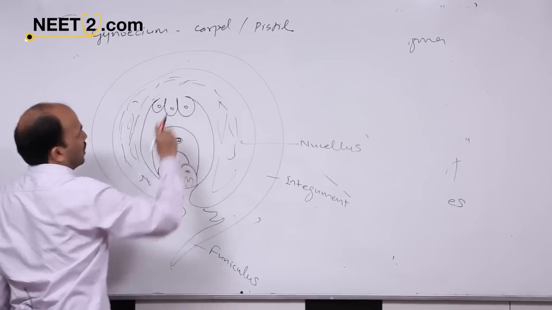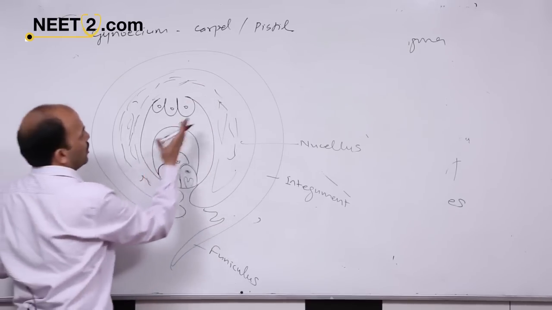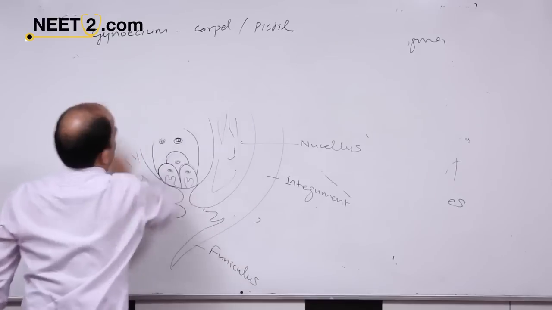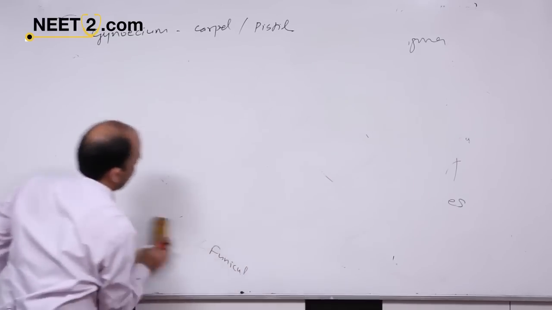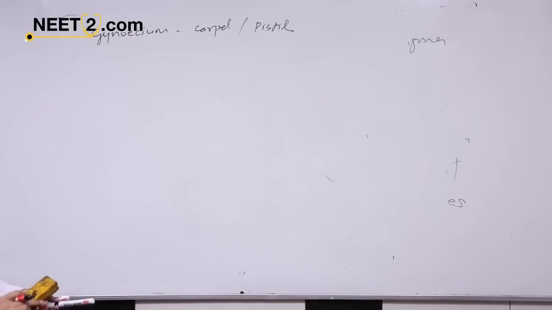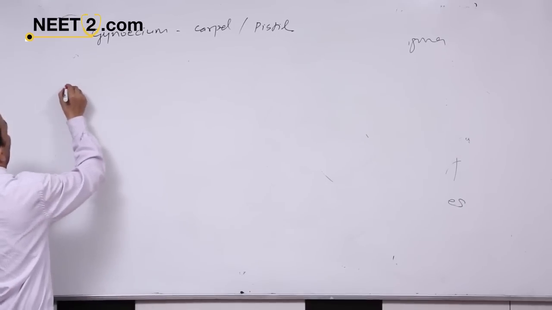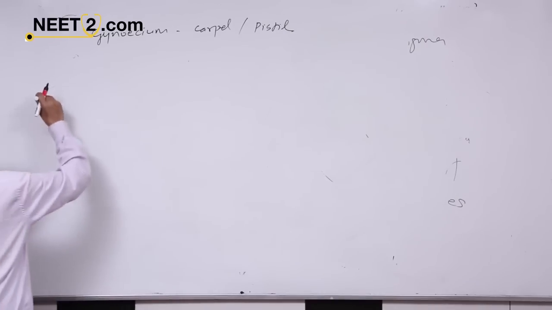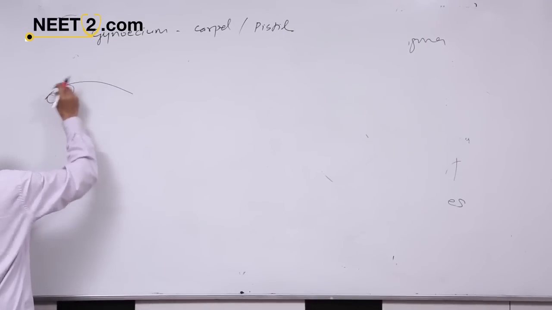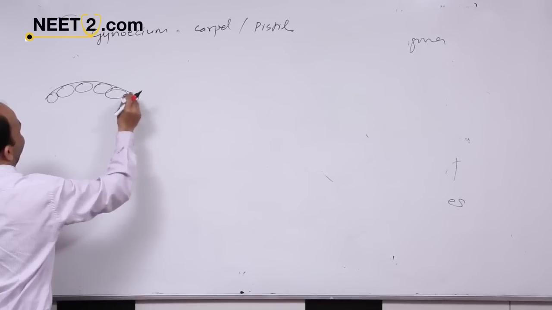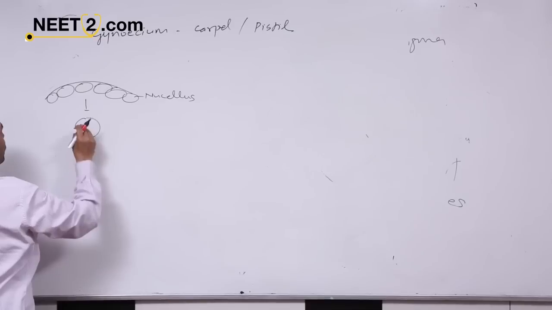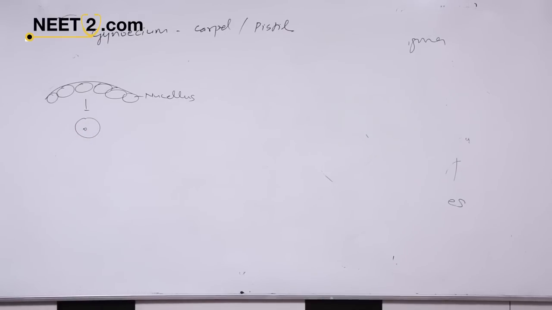Actually, from the nucellus, first of all, this will not have been formed yet. This entire structure will be produced after megasporogenesis and megagametogenesis. So from the nucellus, first of all, a single cell will differentiate, and that cell will be called the archisporial cell. For example, this is the nucellus. So from the nucellus, a single cell will differentiate. That single cell will be called archisporium.